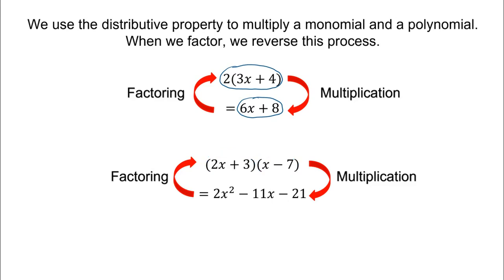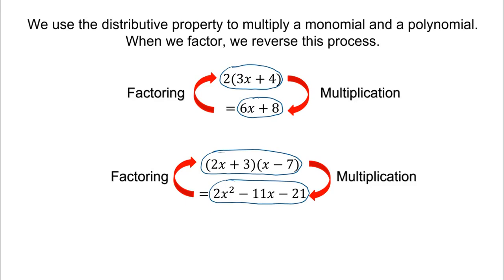And when we FOILed those two binomials, we would have come up with this polynomial, 2x squared minus 11x minus 21. Well, in the process of factoring, I'm going to give you the already FOILed polynomial, 2x squared minus 11x minus 21, and I'm going to ask you to find the FOIL that created that. So again, factoring is the exact opposite process of multiplying polynomials.